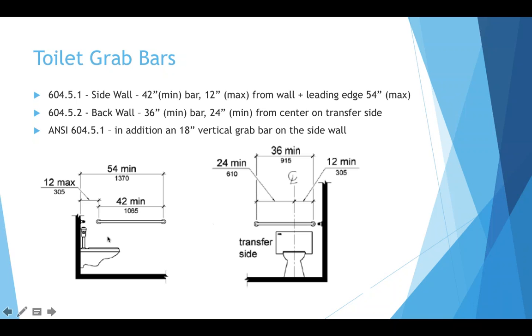Same thing with the side wall. You'll see you've got 12-inch maximum, 42-inch minimum, 54-inch minimum. So you can have a longer grab bar. But if you do a 42-inch minimum grab bar, which is pretty typical, it needs to be 12 inches from the corner, and that'll give you your 54-inch minimum. So if it's longer, great. It can be less than the 12 inches from the corner if you're working with a longer grab bar. But if it's 42, you've got to meet that 54.